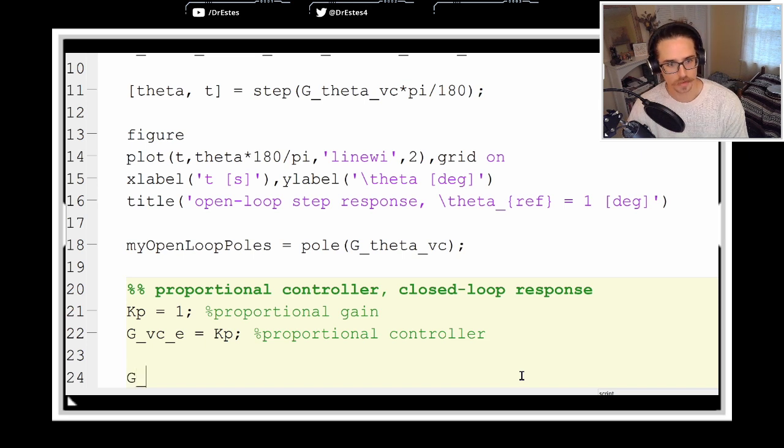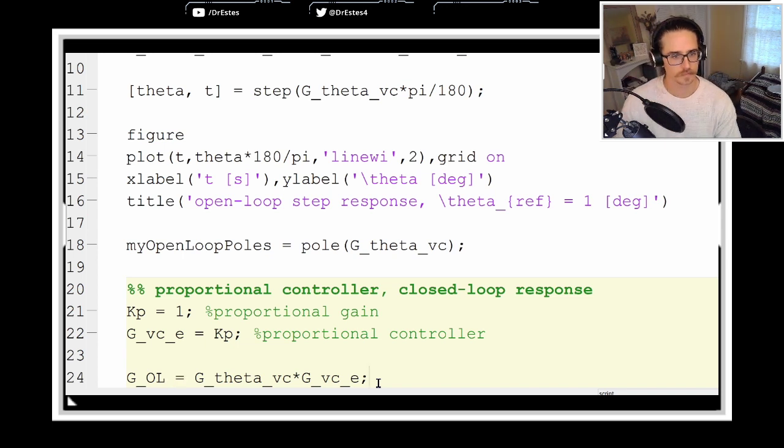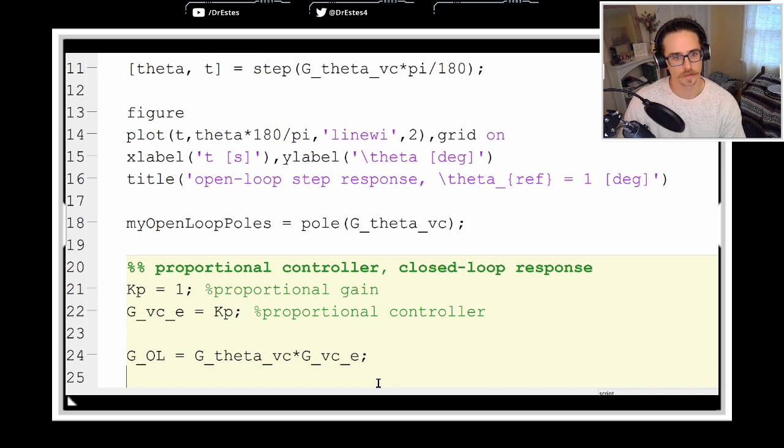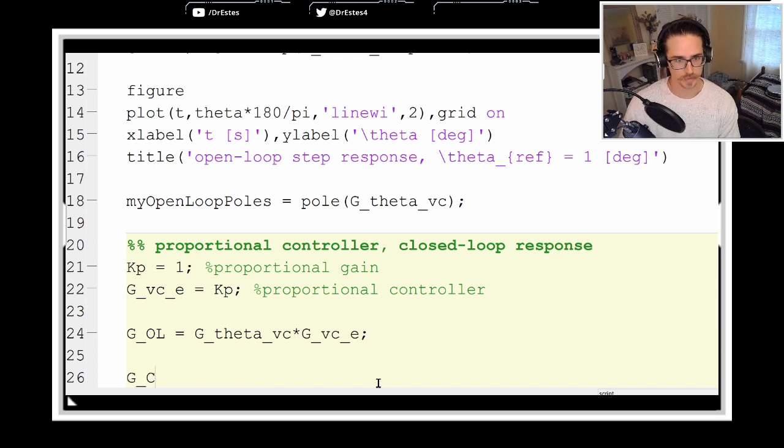So the open loop transfer function we said was the product of all three of our transfer functions. Well, we already multiplied two of them together, so I can just recycle that. Okay. Now the closed loop transfer function, we just got an expression.